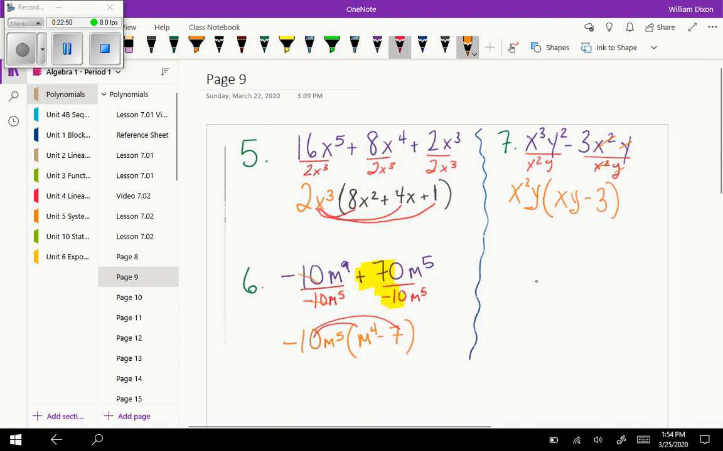Again, one more time, if you were to distribute or multiply across that subtraction, you would get back to the original. And you should do that. That's really good practice. All right, let's go down to number 8.